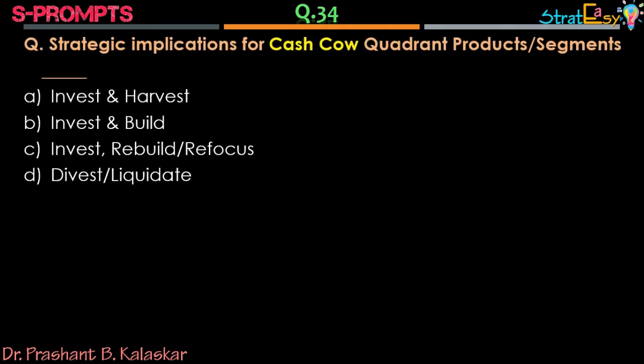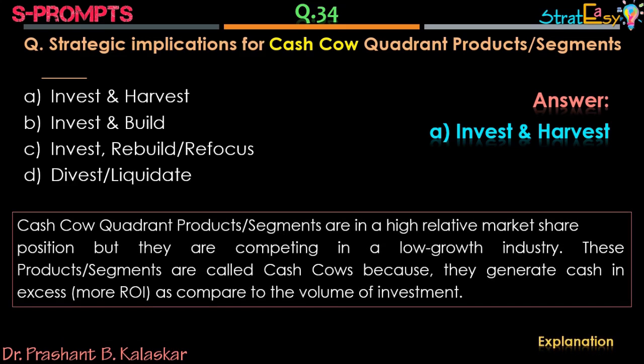Question number 34. The strategic implications for cash cow quadrant products or segments will be, and the right answer is option A, invest and harvest. Cash cow quadrant products or segments are in the high relative market share position, but they are competing in a low growth industry.